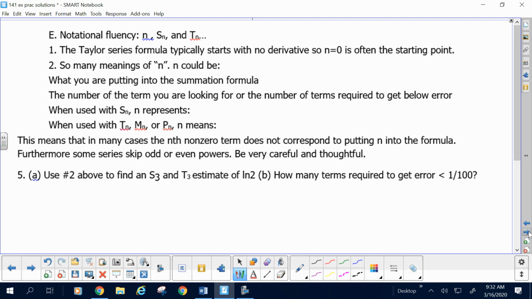All right, so many n's. This is so confusing for students starting out. N could be so many things. For example, what you're putting into the summation formula, you see it in there. It could be the number of the terms you're looking for. It could be the number of terms in the sum. It could be the degree of a polynomial or a Maclaurin series. Wow, so confusing.